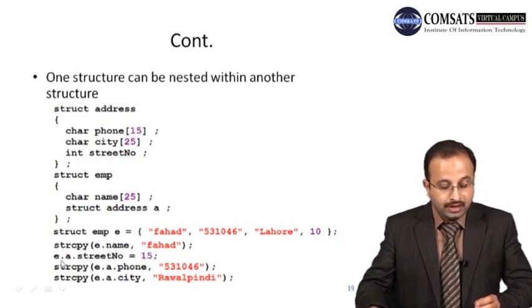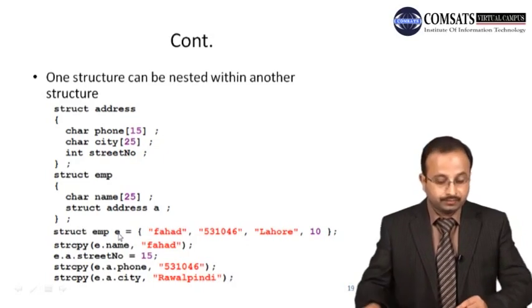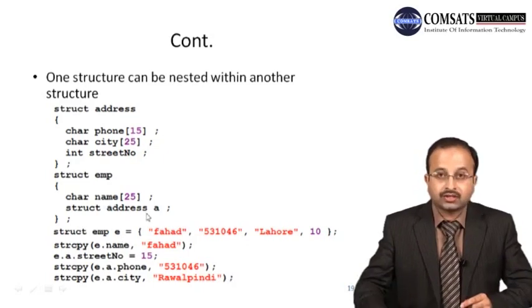Now e dot a dot street number. When you write e dot, you can access name and you can access a as well. So you access a and then you put dot. Now inside a you can access phone, city and street number. So you can access street number and you assign it 15. So e dot a dot phone number. So e is this structure. So within e you have name and address structure.